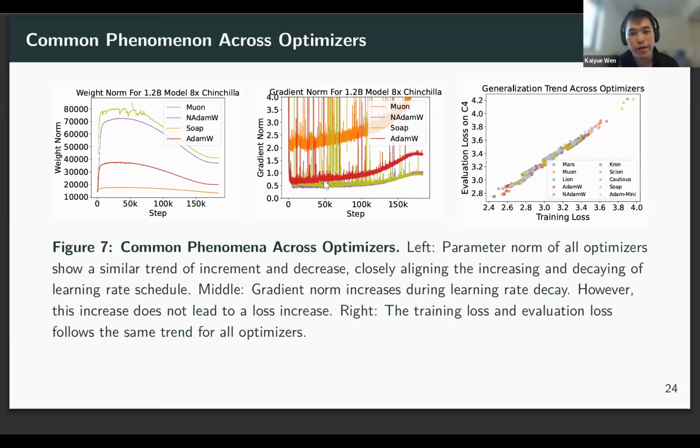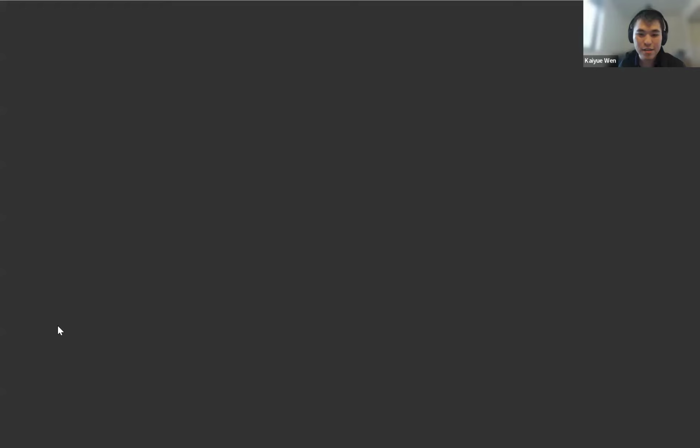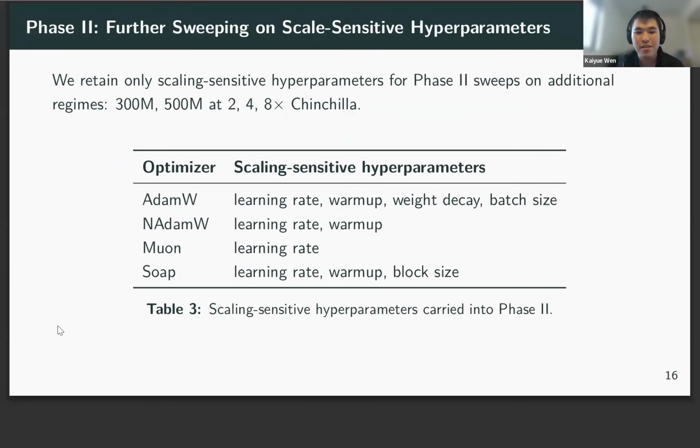In terms of sensitivity, you can also check out the table, although this does not provide the full picture, the number of scale sensitive hyperparameters roughly indicates how hard it is to tune this optimizer.